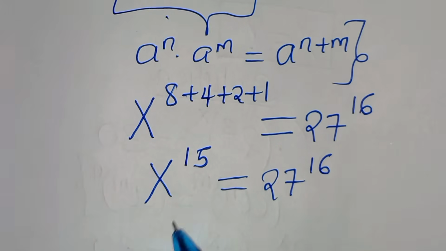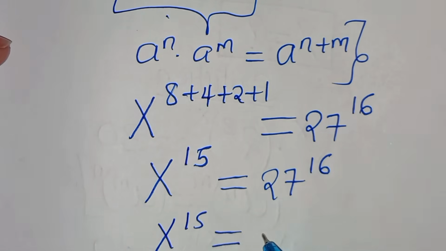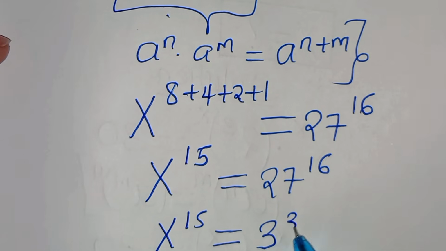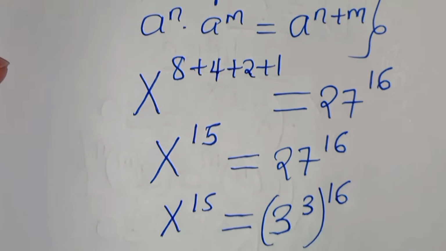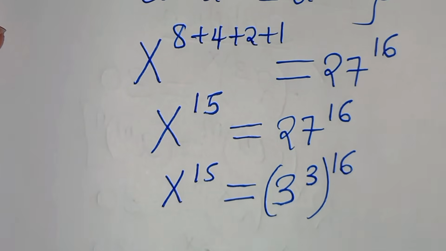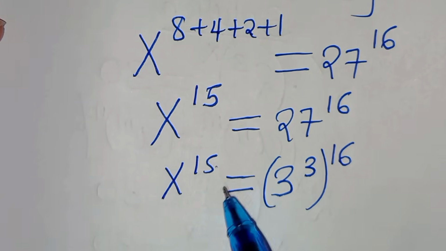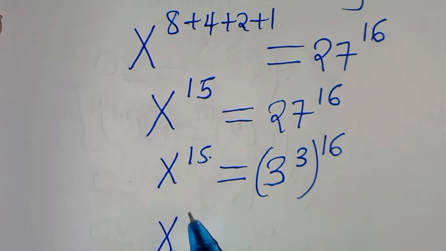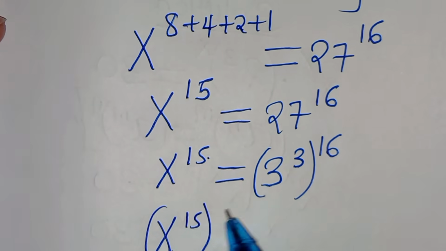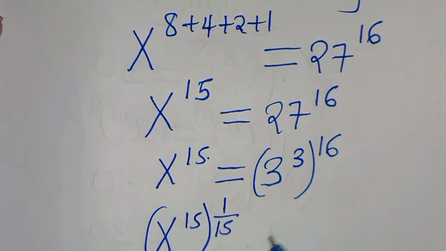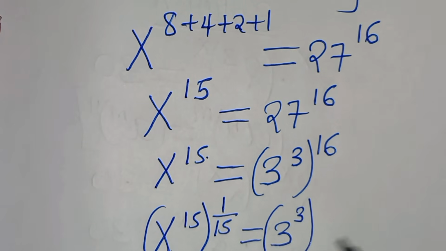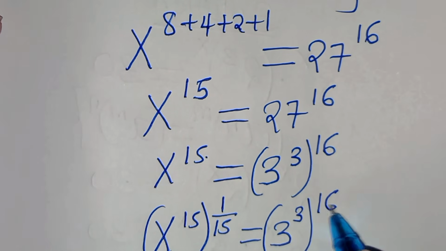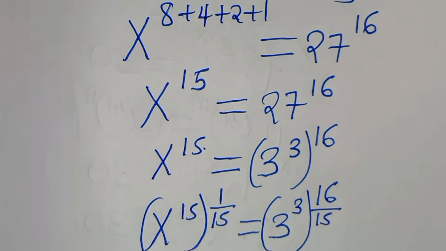Now the next step, we have x to the power of 15 is equal to 27, which is the same thing as 3 raised to the power of 16. Now, the next step is to multiply both sides by 1 over 15. So we have x to the power of 15 raised to the power of 1 over 15, which is equal to 3 raised to the power of 3, then multiplying by, this is the same thing as 16 over 15.